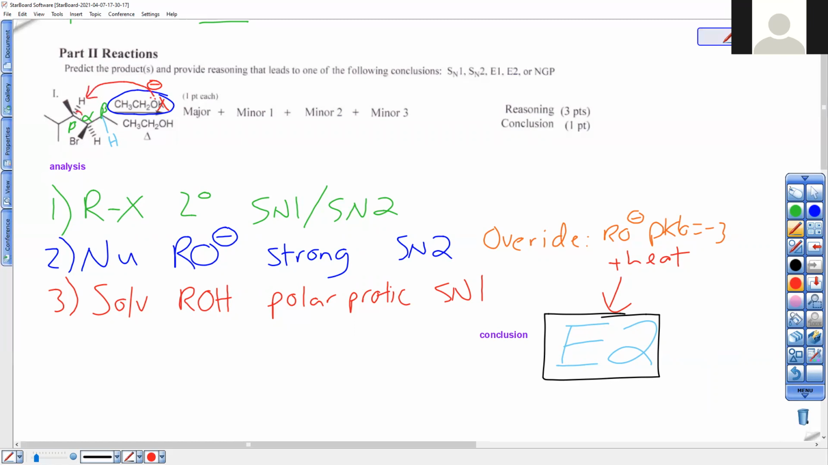Grab H, sigma becomes pi, leaving group leaves. You eliminated H and Br. You have a pi bond in between them. So I'm going to draw what could be major or minor. Let's see how it looks after I draw it, and we'll put it in baby blue. You're going to have a double bond from here to here.